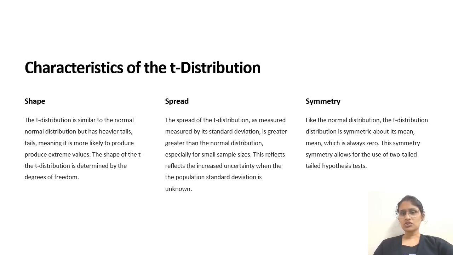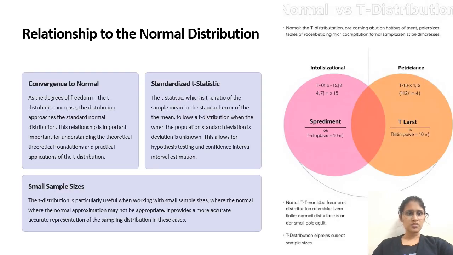Symmetry. Like the normal distribution, the t-distribution is symmetric about its mean, which is always zero. The symmetry allows for the use of two-tailed hypothesis tests. Relationship to the normal distribution. As the degrees of freedom of the t-distribution increase, the distribution approaches the standard normal distribution. This relationship is important for understanding the theoretical foundation and practical application of the t-distribution.